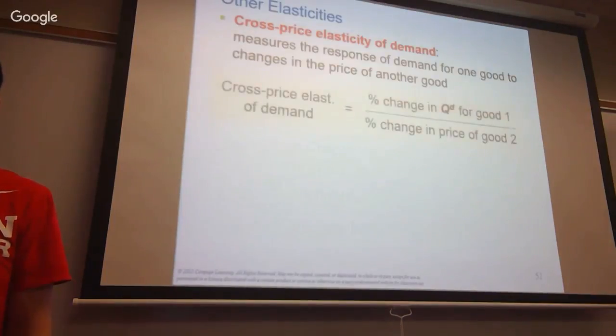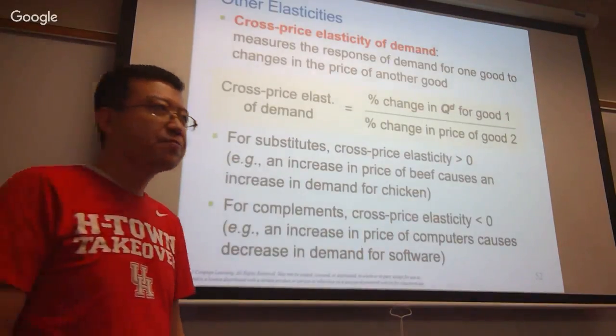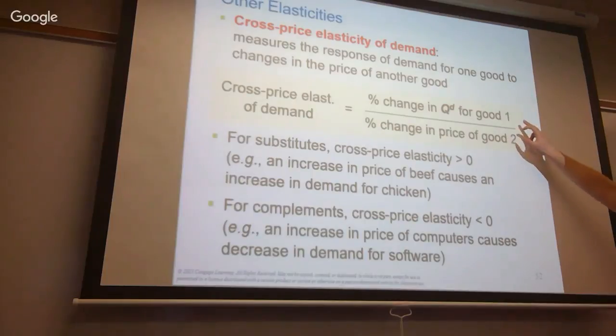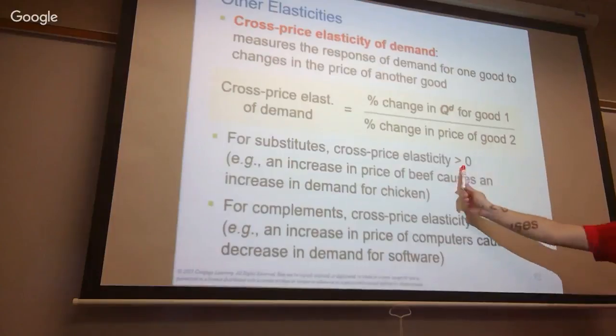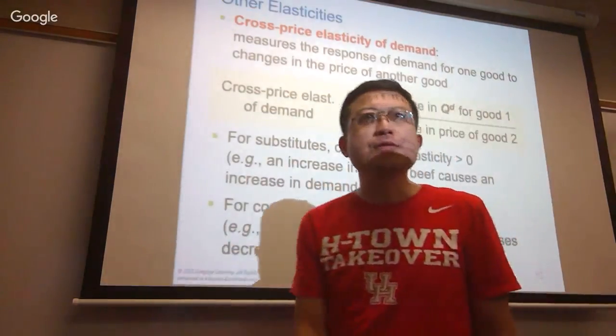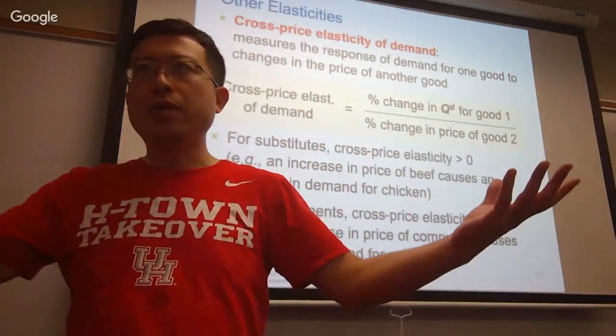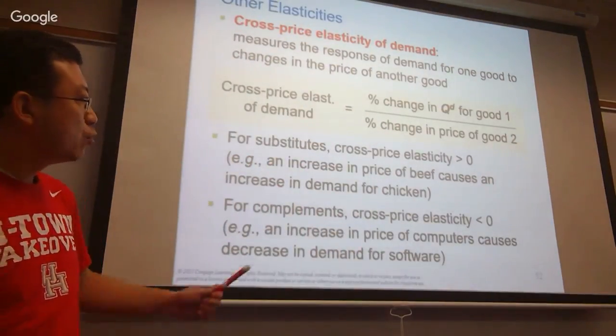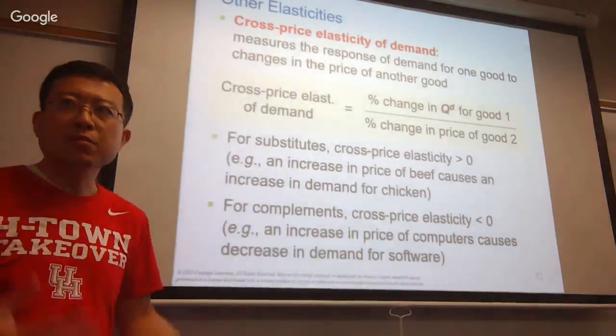And the last one for chapter 5 is called cross-price elasticity. For cross-price elasticity, we compare two goods: the quantity of good 1 against the price change in good 2. For this one, we also care about the sign. If your cross-price elasticity is positive, the two goods are substitutes. That means we buy one, we don't buy the other. They're very competitive. If it's negative, we call them complements. We buy them together.